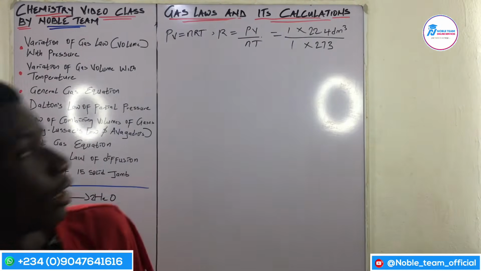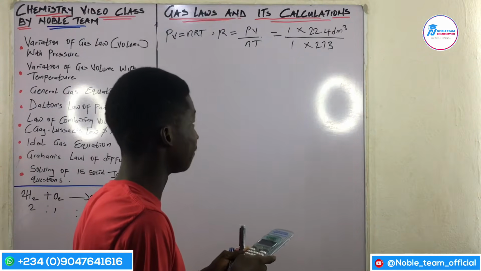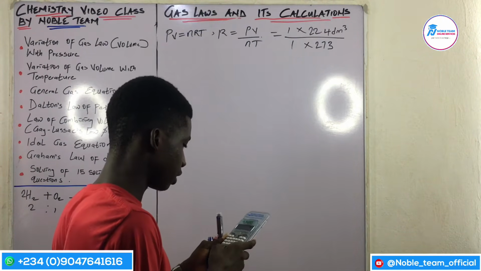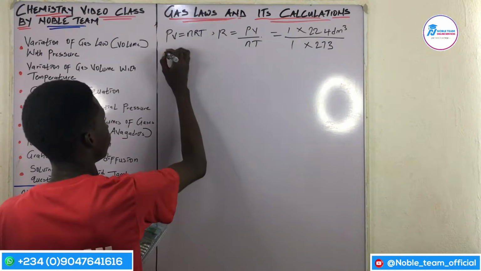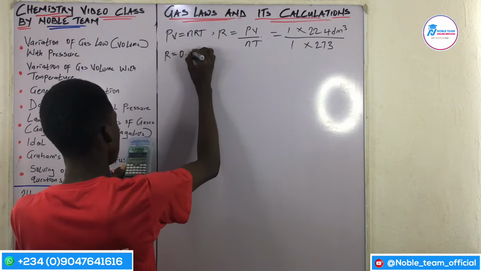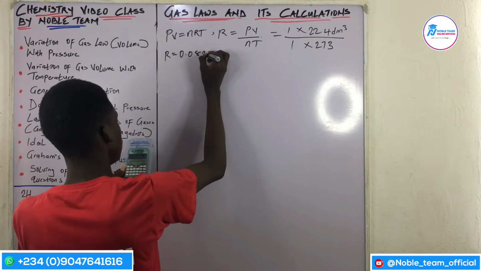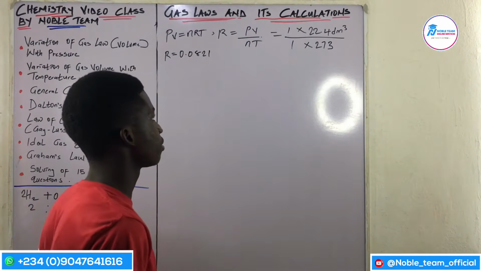So let me get my calculator. I have it to be 22.4 divided by 273. So the constant R is now equal to 0.0821. Now let's get the unit. Let's get the unit of it.